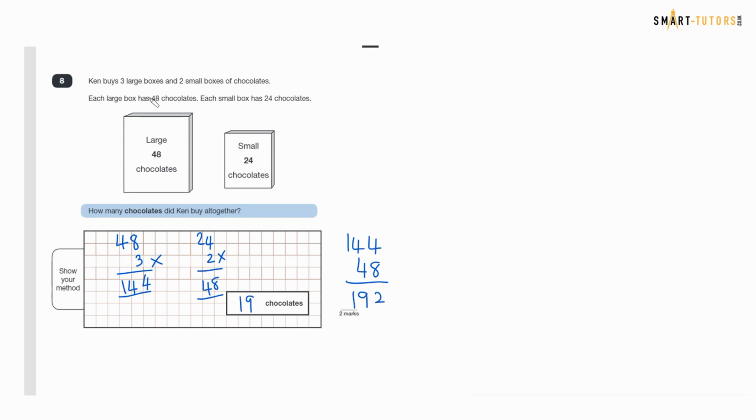Well done. So that is the answer for question number 8. It's a multiplication for 3 large boxes, with 48 chocolates in each box. So you multiply by 3 to get 144, and again multiply 2 by 24 and you get 48, and then at the end you need to add them together. That is the answer for question number 8.